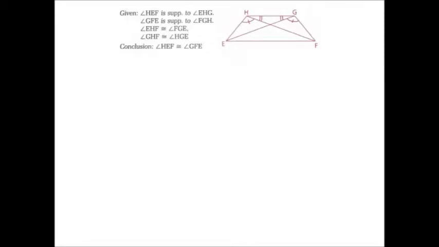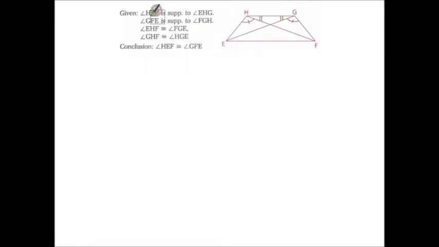Alright, here we go. Next proof. We're given that angle HEF is supplementary to angle EHG. That angle GFE is supplementary to angle FGH. We have two sets of congruencies. Angle EHF is congruent to angle FGE. That's written with these angles with one little line going through them. And also, angle GHF is congruent to angle HGE. Those are the double tick-lined angles.